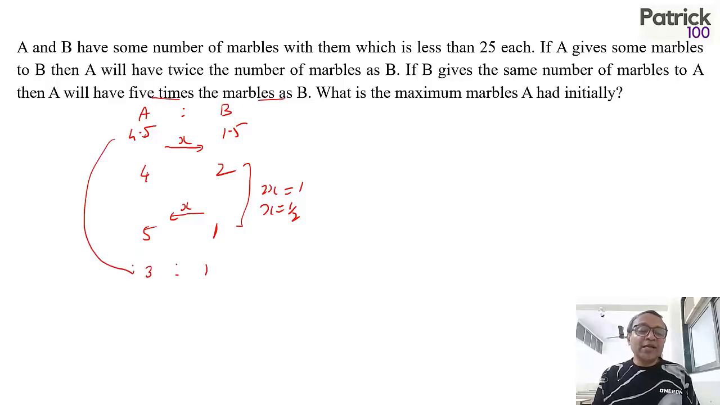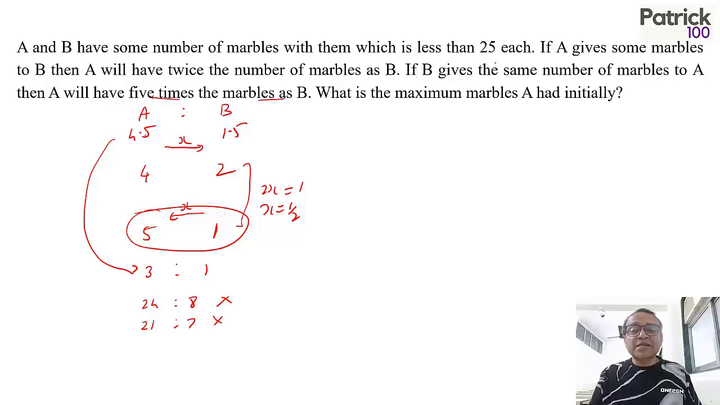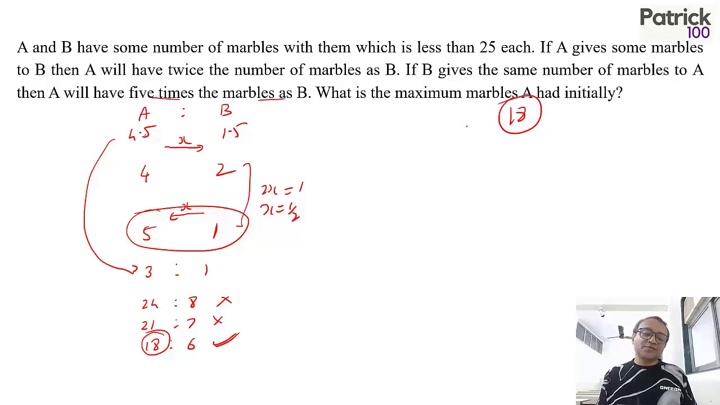Now check. I need a total which is a multiple of 6, and I also need the ratio 3:1. Check the maximum possible case. If I take 24 and 8, the total is not a multiple of 6. If I take 21 and 7, the total is not a multiple of 6. 24 is the maximum for A, less than 25, but the total must still work. So 18:6, the total is a multiple of 6. This satisfies. The maximum marbles with A initially is 18, so 18 is the answer. The rest of the values don't satisfy.